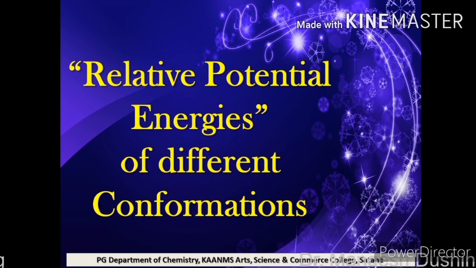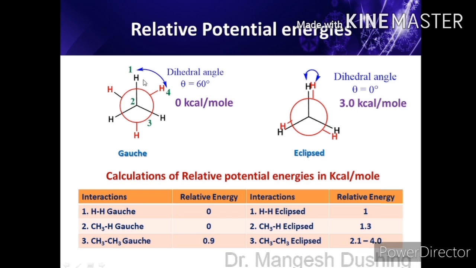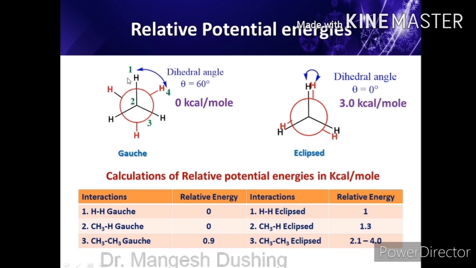Welcome friends, in this video we'll learn relative potential energies of different conformations. This is the Newman projection formula for ethane. If the first atom and fourth atom make an angle of 60 degrees, that is, the dihedral angle is 60, then that conformation is called a gauche conformation.